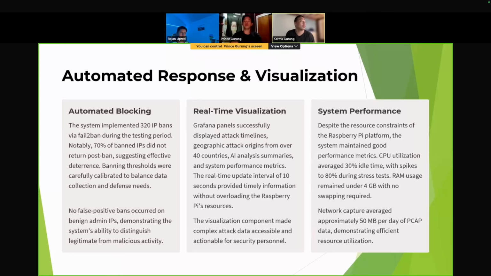And the final one is system performance. Despite the resource constraints of the Raspberry Pi platform, the system maintained good performance metrics. The CPU utilization averaged 30% with idle time, with spikes to 80% during the stress test. RAM usage remained under 4 GB with no swapping required. Network capture averaged approximately 50 MB per day of PCAP data, demonstrating efficient resource utilization.